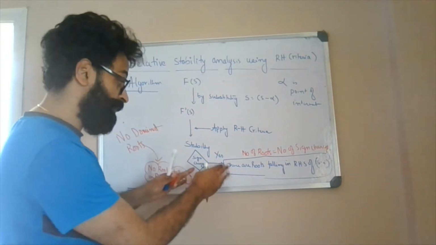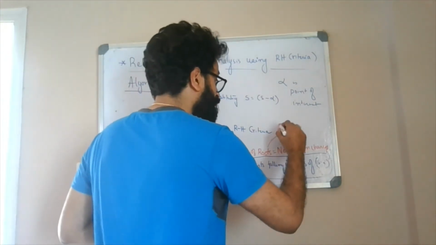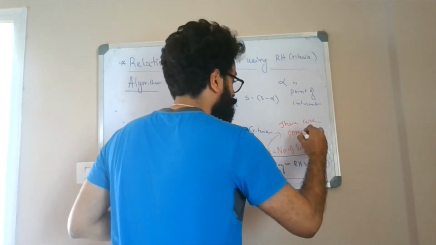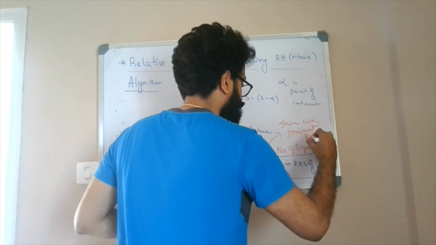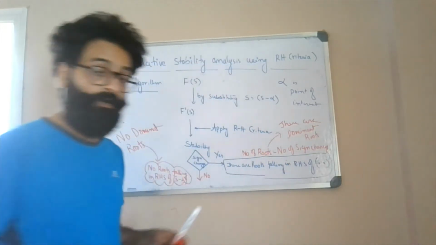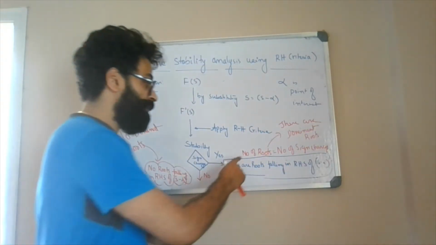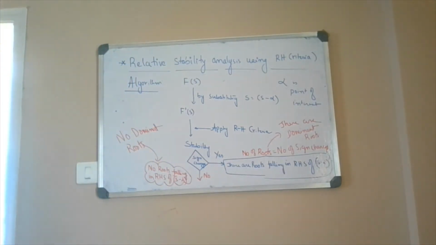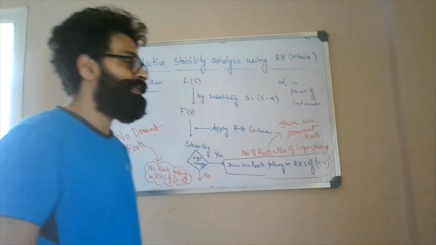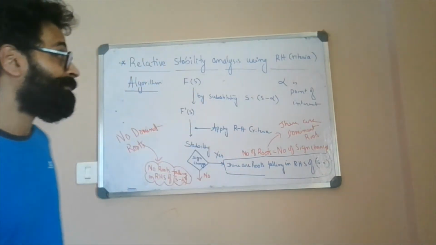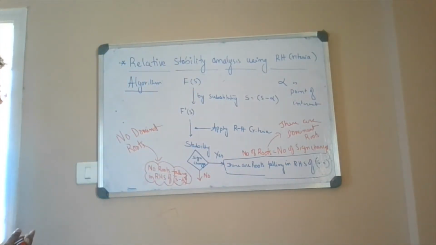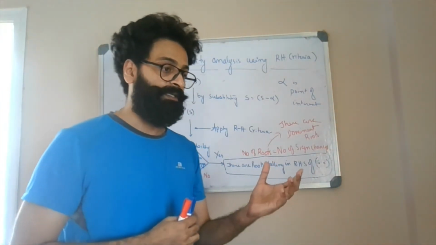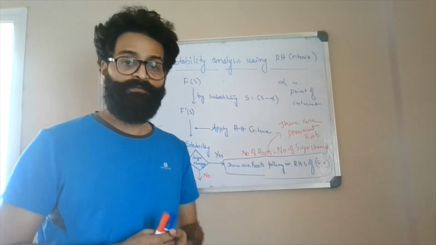On the other hand, if your condition is yes, then there are dominant roots. How many dominant roots? That you will come to know by checking the sign change. So this RH criteria can be used as a powerful tool to determine the presence of dominant roots at the desired point of interest.